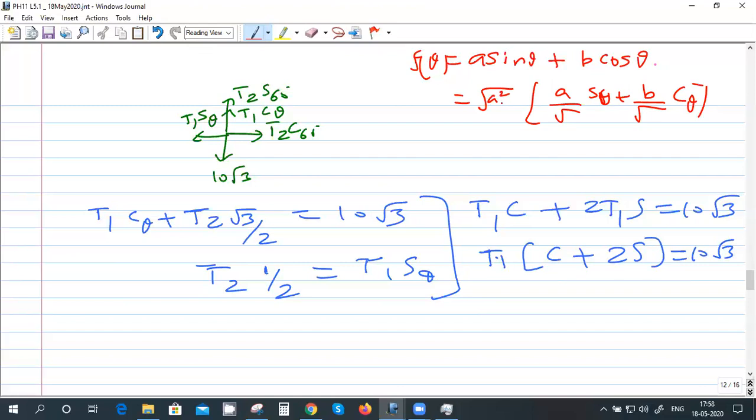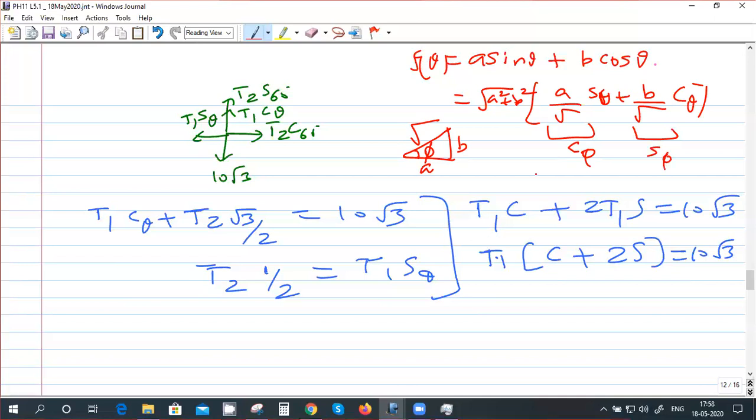Divide by square root of a square plus b square. This is a square plus b square. Okay, and this is a triangle. This is b, this is the square root, and this angle, new angle phi. So this thing will become cos phi, and this thing will become sine phi. The whole thing is root into sine of theta plus phi. Yes, no? Yes, sir. So the maximum value of this is square root of a square plus b square. The maximum value of this is square root of 1 plus 4, so root 5.